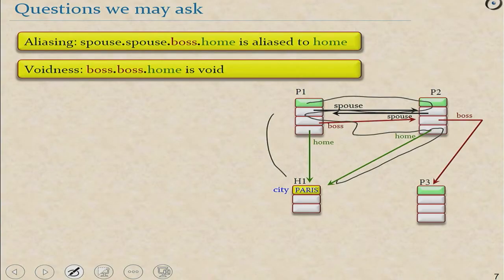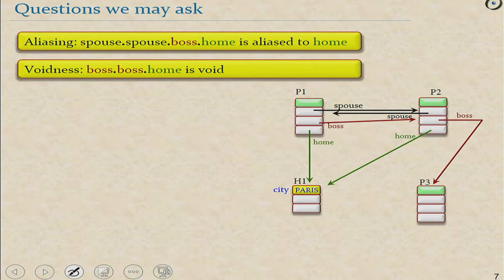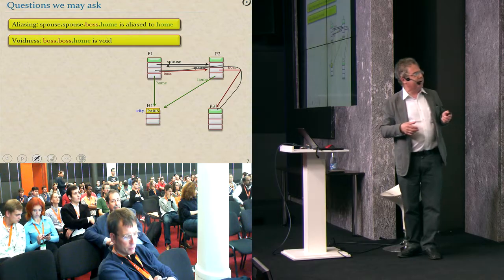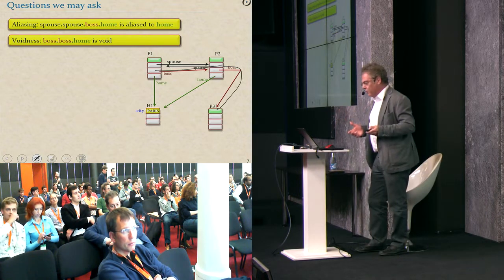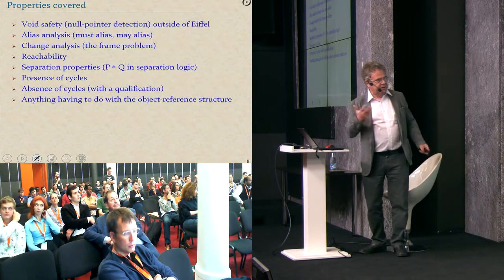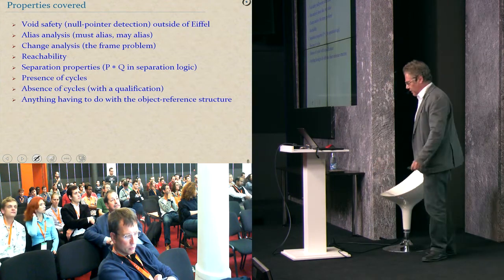So these correspond to the two major applications that I described at the beginning. Another one is voidness or nullness. Okay, null, void, it's the same thing. So here you can see that boss.boss.home is void. I don't represent null pointers. There's just nothing. So there's no value, there's no object represented by boss.boss.home. It's null or void. So that's the kind of questions that we're going to be able to ask with the tool, the theory and the tool that I have, that I'm going to present.